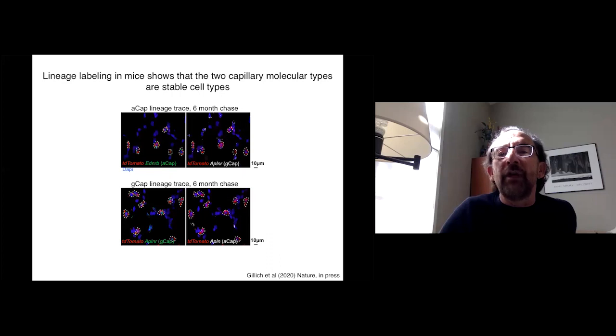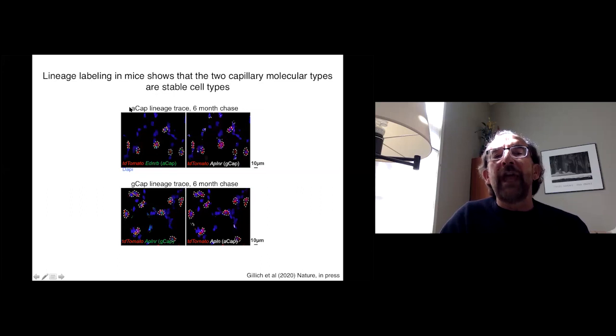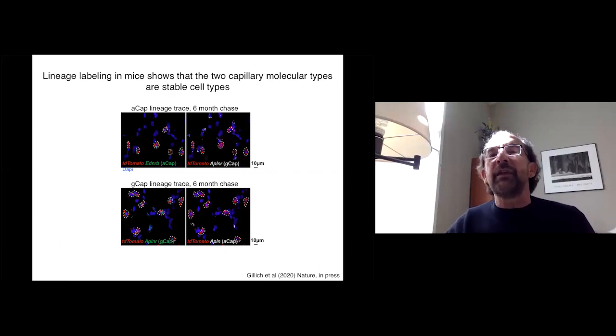Let me just show you here, one of the most important things to do was a lineage trace. That is, we took the A-cap cells and permanently marked them with a lineage trace marker, tdTomato. And then we did the same thing in separate experiments with a G-cap lineage trace. And then we waited several months to ask, do these A-cap cells interconvert with G-cap cells or become other cell types? And the answer was no. These are stable cell types that remain the same cell type even after several months of a chase. So these are not rapidly interconverting cell states, but in fact true stable cell types.